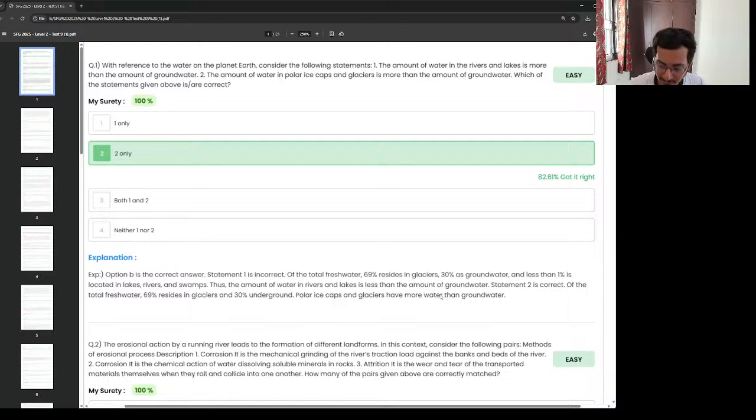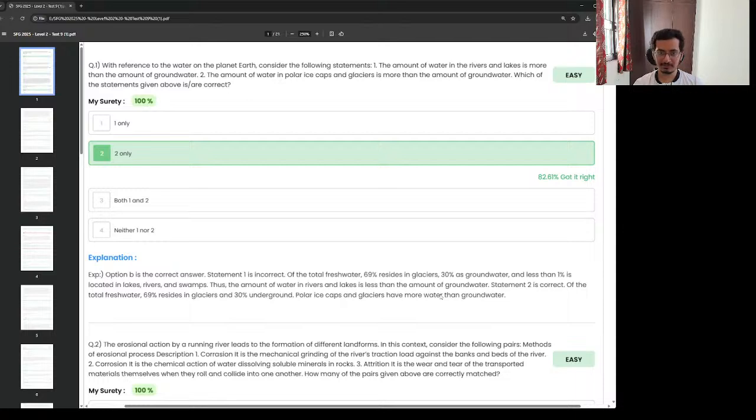So what was the question here? The question was with respect to water on planet Earth, amount of water in rivers and lakes is less than the amount in groundwater. I think that is wrong, and the second one is right because ice caps have a lot of water. There is an order: first there are ice caps and glaciers. We know that because Antarctica and the Himalayas have a lot of ice. So they have the maximum fresh water. Afterwards, it exists as groundwater.